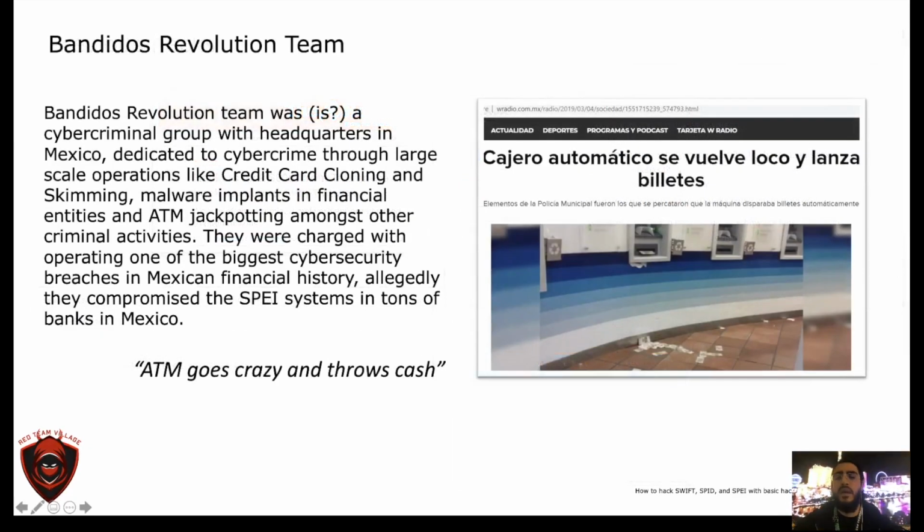If we do a close-up on Mexico, a while ago there was a cybercriminal group called Bandidos Revolution Team, with headquarters in Mexico, dedicated to cybercrime through large-scale operations. They were charged with running one of the biggest cybersecurity breaches in Mexican financial history. Allegedly, they compromised the SPEI systems in tons of banks in Mexico.